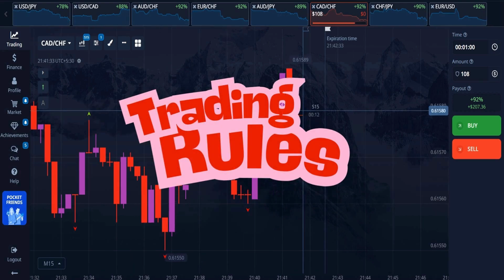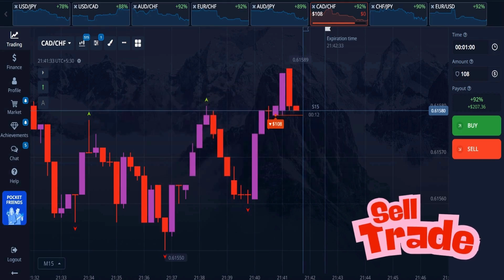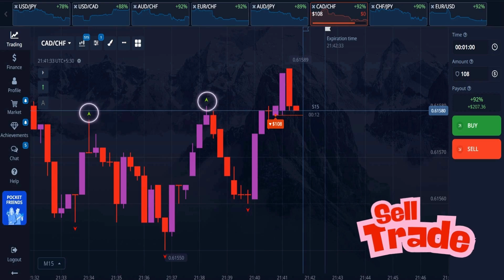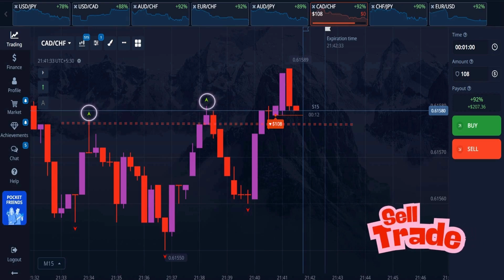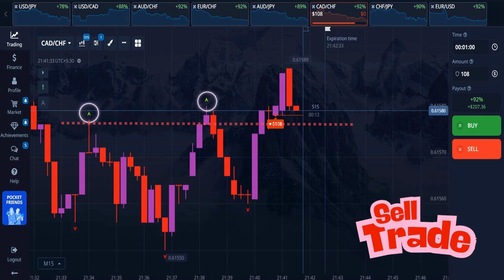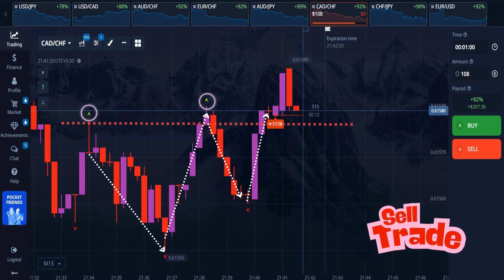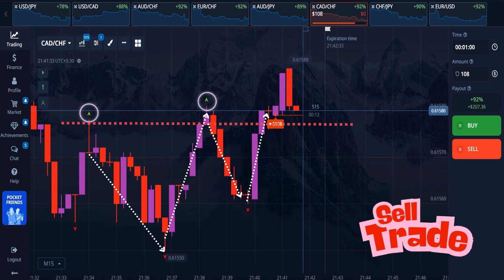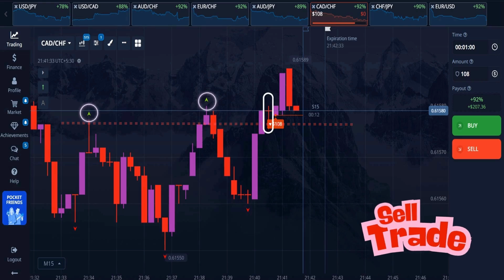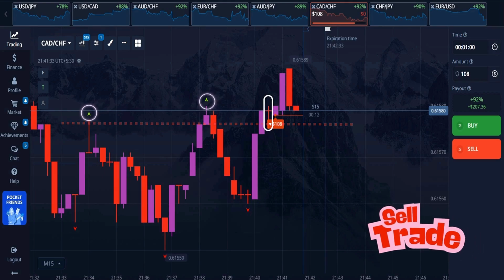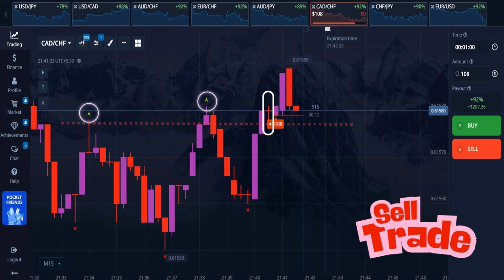Trading rules for today's strategy. Sell setup. When the fractal indicator forms a triangle above a candle, it signals a possible resistance level. If the price reverses from this level and later comes back to test it again, we consider it a confirmed resistance. Once a bearish candle forms at this level, it's a confirmation for a sell trade. Enter a 1-minute sell trade on the next candle.